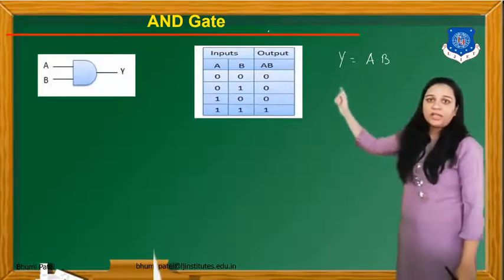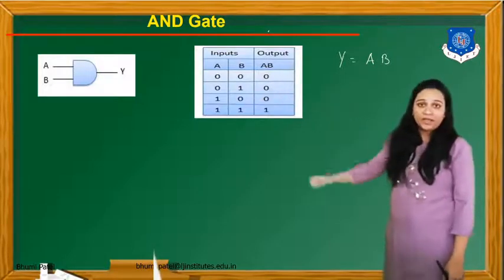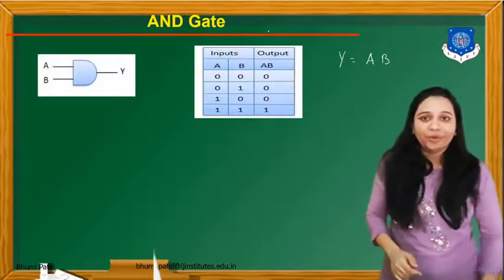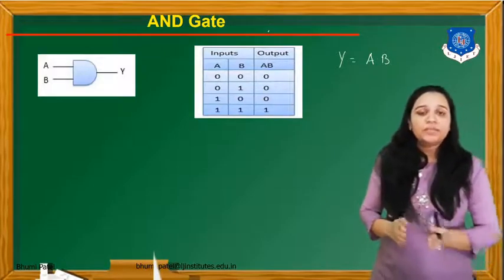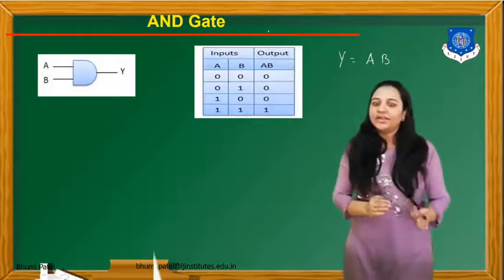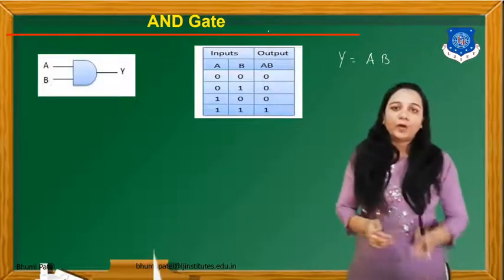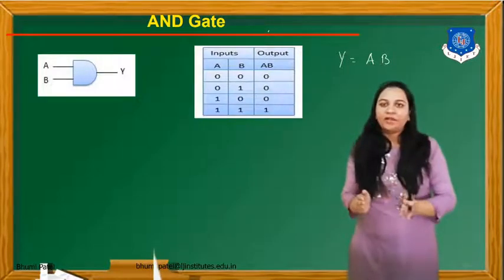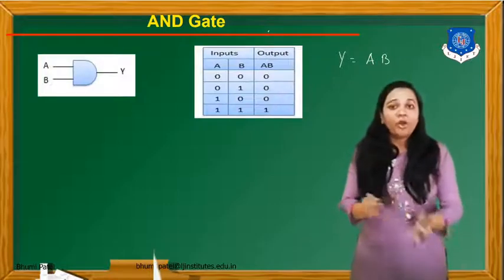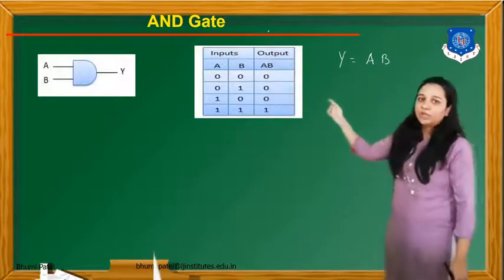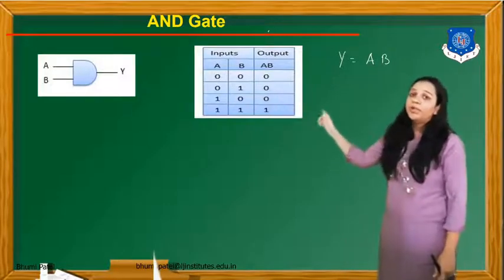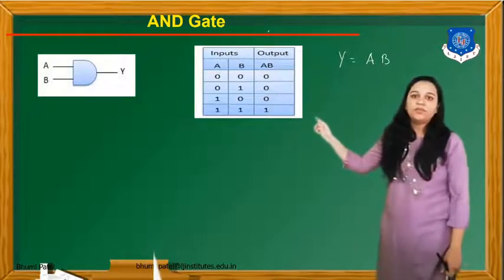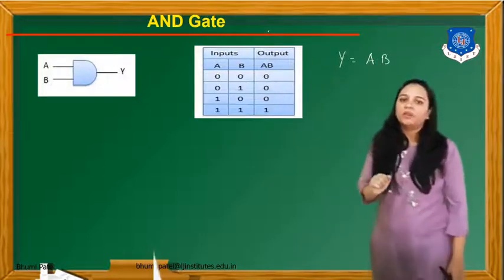Inputs are A and B and the output is A into B. First we apply the input values 0, 0. That means A is equal to 0 and B is equal to 0, and we get output 0. For 0 and 1, again we get output 0. For 1, 0, we also get 0. Finally, if both inputs are high, that means 1, we get output 1.